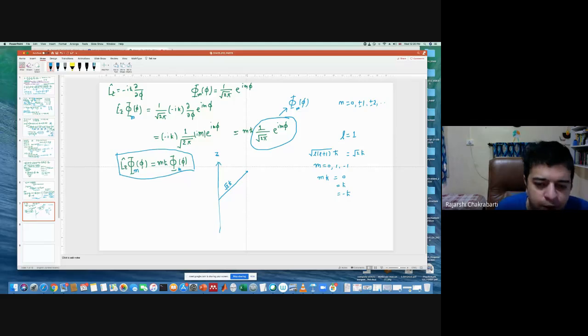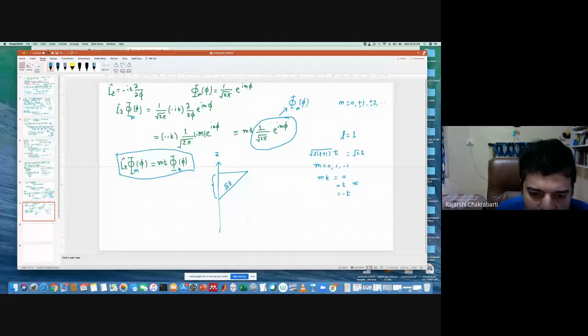What about mħ? This is the projection of this onto the z-axis. That is what mħ is. So when m equal to 1, the value is ħ. If you project this here, what is this value? Tell me. Can anyone tell me, please? Unmute yourself and tell me.